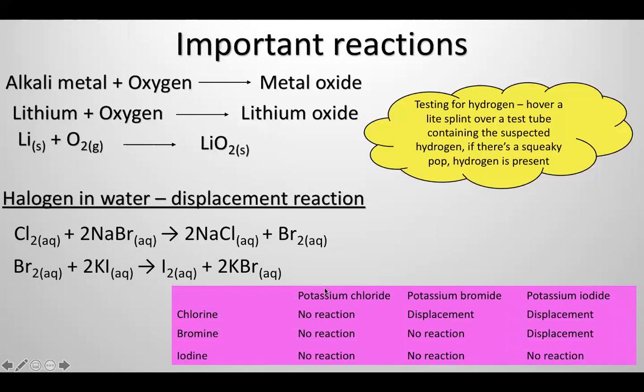Here I have a little table for you guys to know. So chlorine reacting with potassium chloride wouldn't do anything because you're reacting chlorine with chlorine technically. Bromine with potassium chloride, again, no reaction because chlorine is more reactive, so the chloride will stay attached to the potassium. Iodine, again, no reaction because it's even less reactive than bromine.